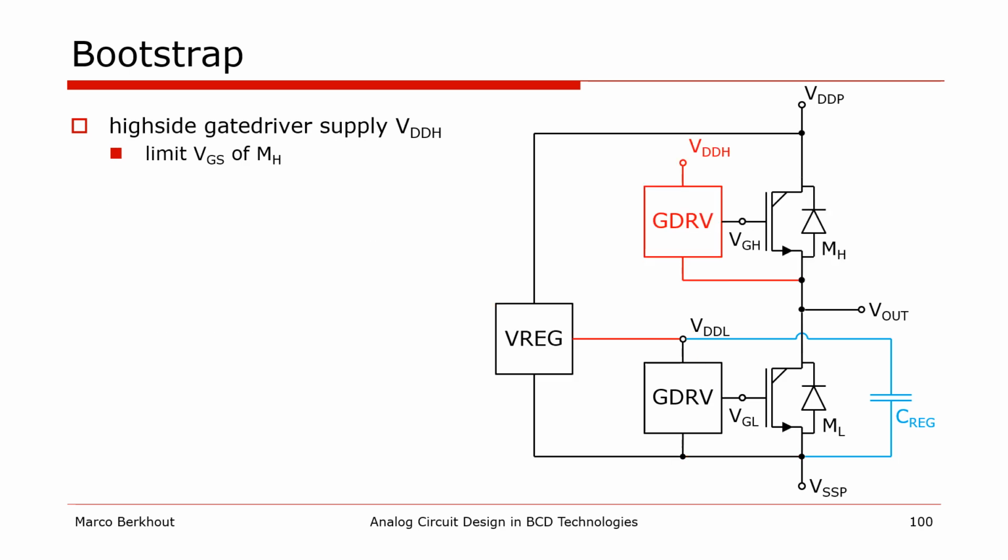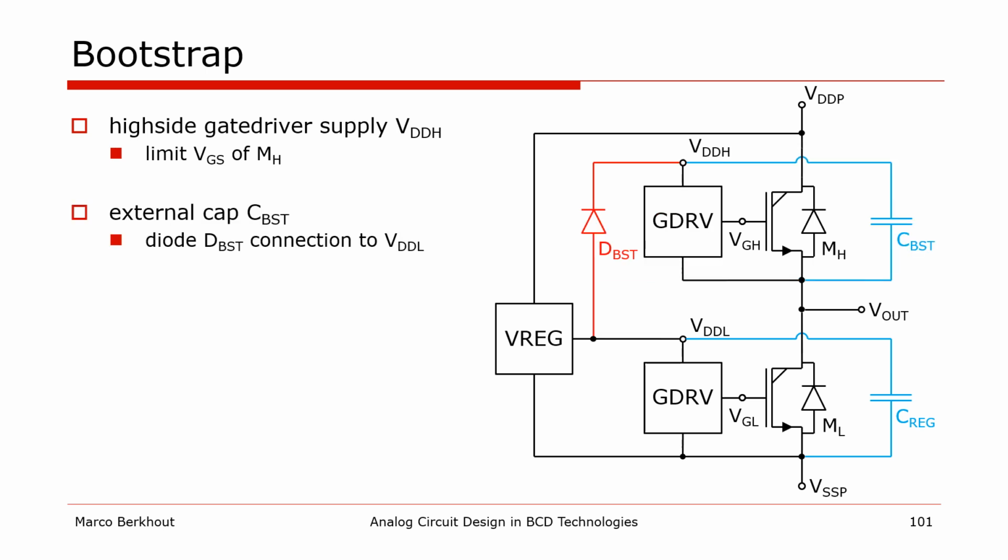At the high side, the gate driver connects to a supply voltage VDDH that limits the gate source voltage of the high side power FET. The supply VDDH refers to the switching output node Vout, and therefore it needs to track the voltage excursions of the output. And this is realized by using a charged external bootstrap capacitor as a floating voltage source. And the voltage across this capacitor is sustained as long as it is not discharged too much.